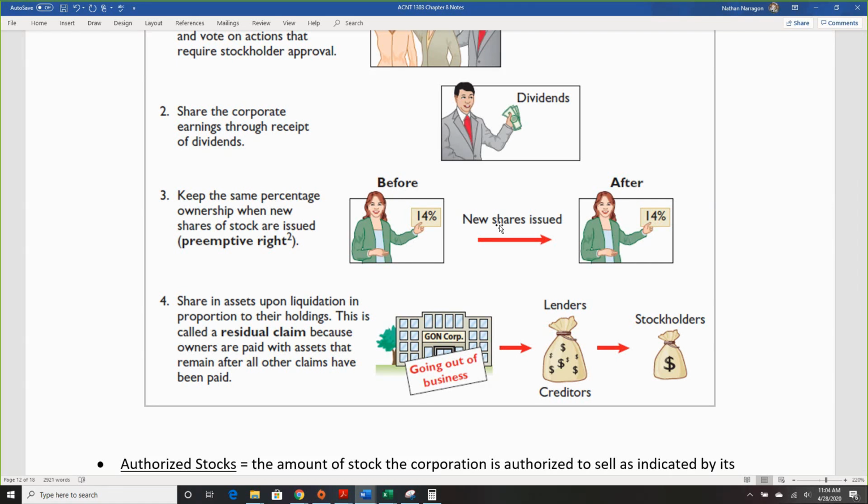Last one, they get a share in assets upon liquidation. And this is usually in proportion to their holdings, which is known as a residual claim. But, of course, they are after the creditors, the lenders, so basically it's what's left that they get the claims on. So always got to pay off your bills before the stockholders get any money.